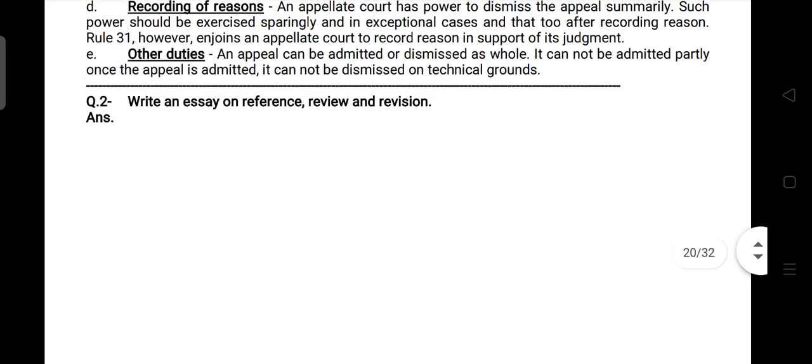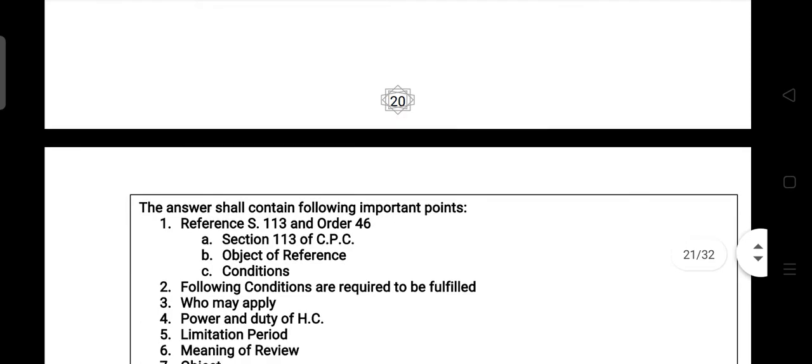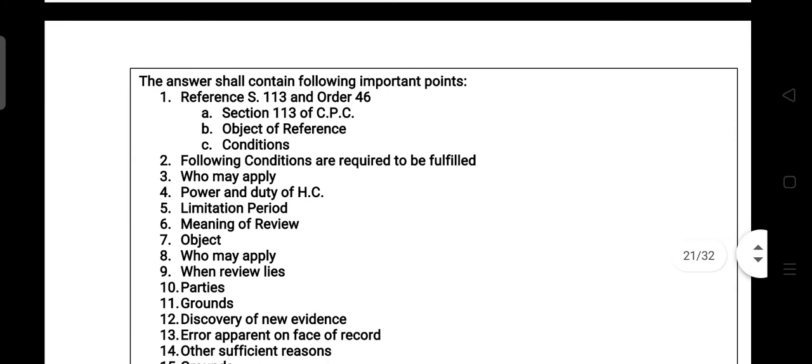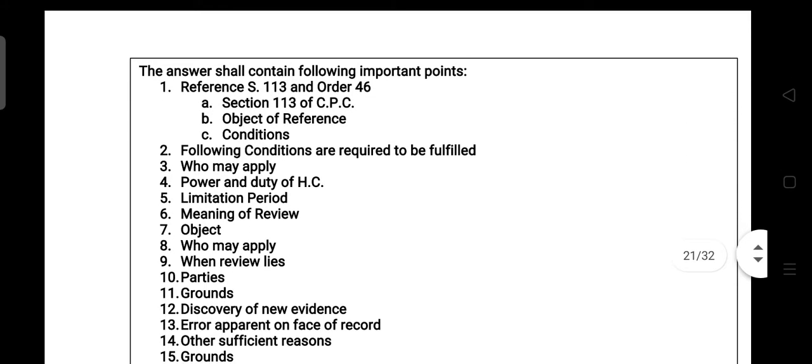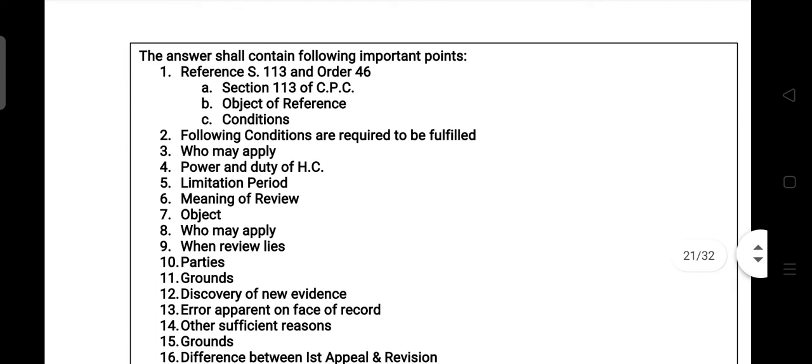In today's class, we'll start from the second question of the third unit, that is, write an essay on reference, review and revision. So let us start from the answer. The answer shall contain the following important points about reference, review and revision. And what are the following important points? Reference is given under Section 113 and the relevant order is Order 46.